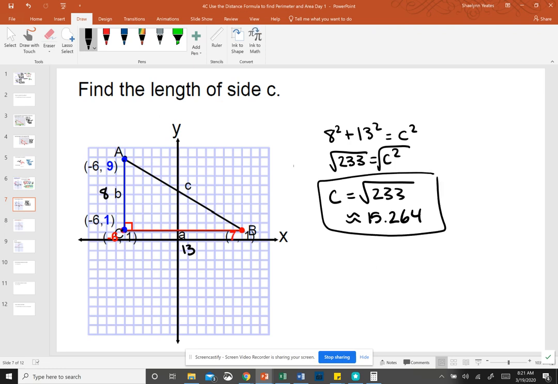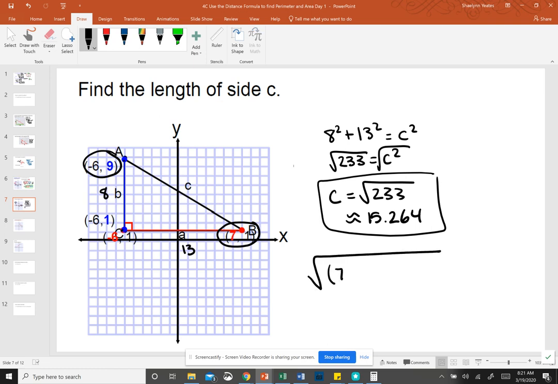That's the length of the line. Now, this is the distance formula, so you could have done this. So we're taking the line, the endpoints of C. So we've got -6, 9, and 7, 1. So this is the distance formula. You've got the square root.